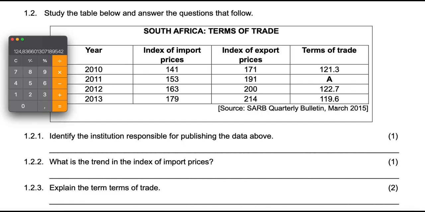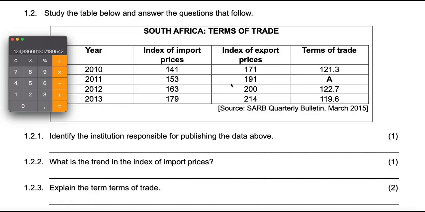Then it goes down again to 119. So we had an up and then down. So basically, overall, it's a bad thing. From 2010 to 2013, we see our terms of trade have gone down, even though initially we had a positive move, and then after that, it has been going down. Okay, but this year is normal.